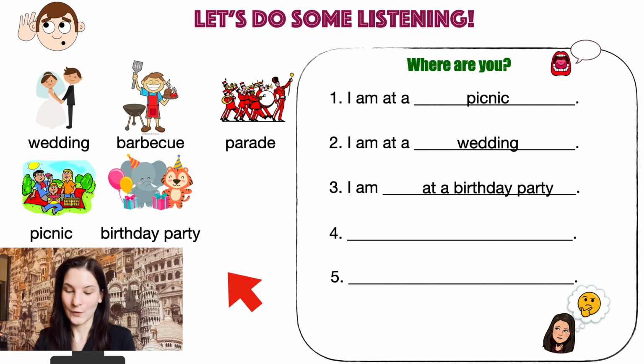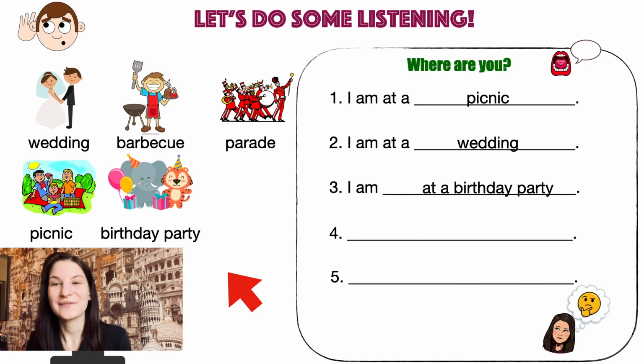Very nice. Number 4. It's hot and sunny. You are in the garden. Your dad is cooking some sausages and meat. Where are you? I'm at a barbecue.